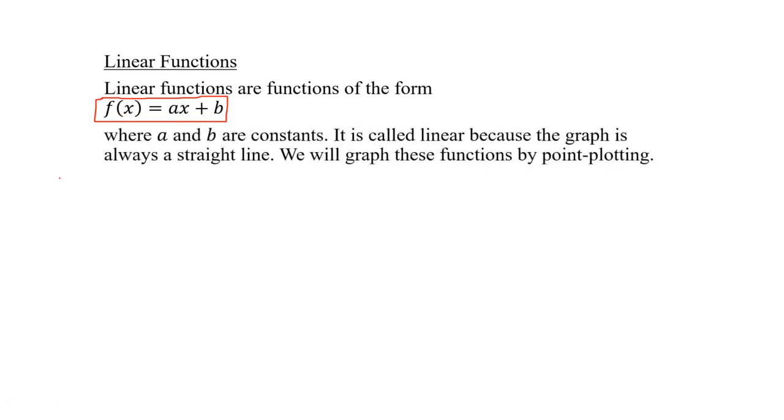So where a and b are constants, they are constant numbers. It's called linear because the graph is a straight line. So linear means a straight line. We call it linear because the graph is a straight line.